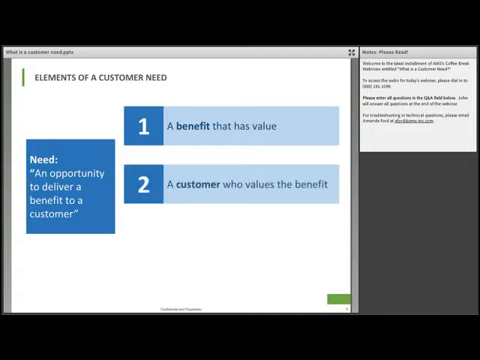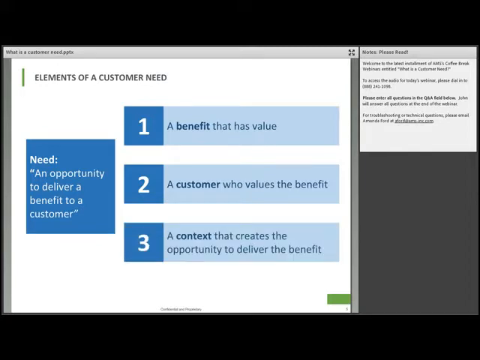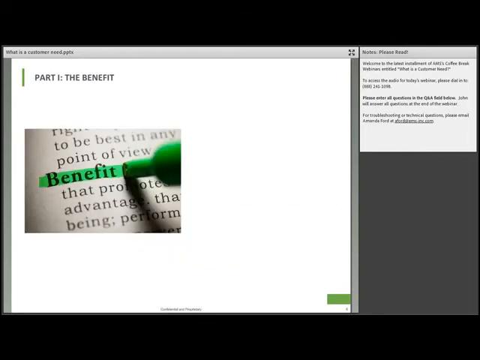Picking apart the definition of a need, again, an opportunity to deliver a benefit to a customer, we can identify 3 components. I'll lay them out in summary here, and then we can get into the details over the next few slides. First, a need contains a benefit, which has value. This is the what. Second, there must be a customer who values the benefit. This is the who. And third, there's an opportunity to deliver the benefit, which is created by a context. This is the when or where. So you see, really, a need is what, for whom, and when or where. That's really what we're talking about here.